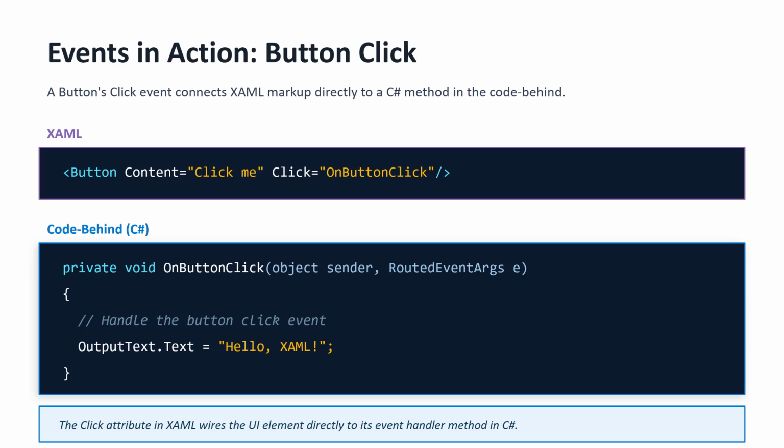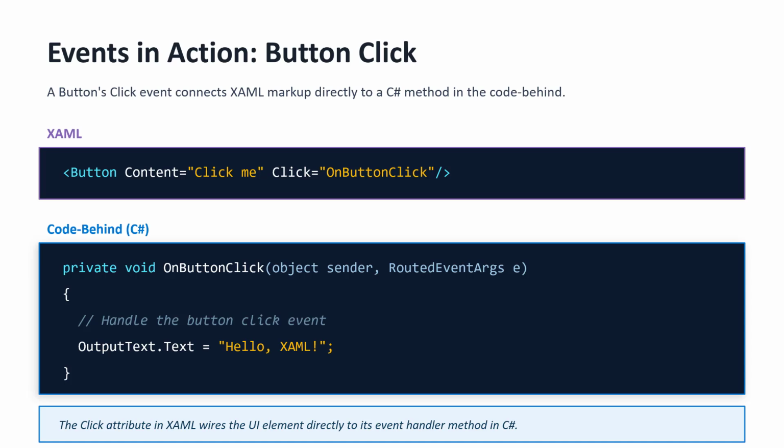So let's make this a little more concrete with an example of UI development. So we have a button click. This slide shows both halves of the picture, the XAML that defines the button and the C# code that handles the click. So take a look at the XAML at the top.